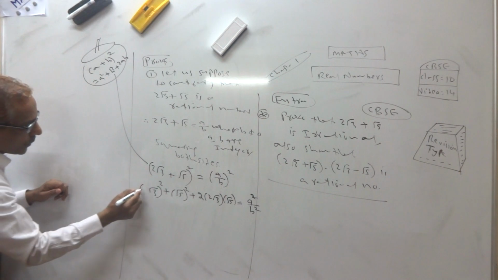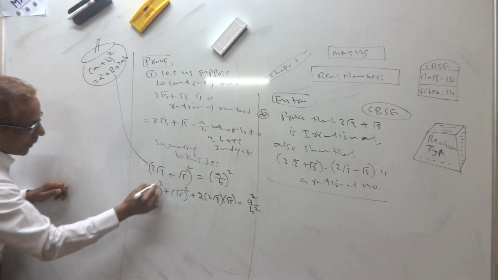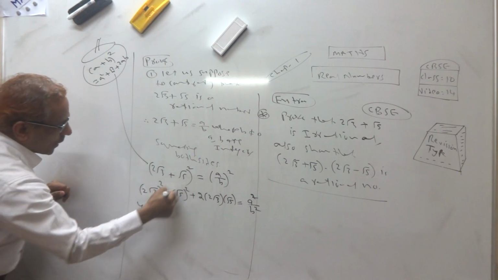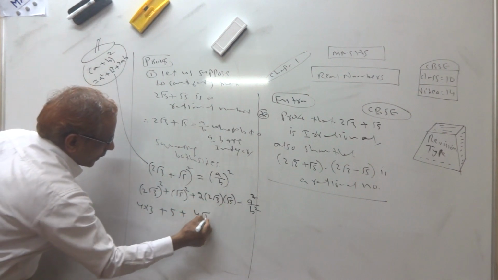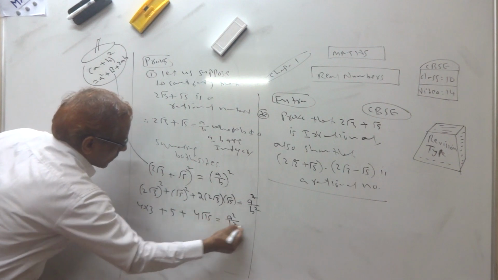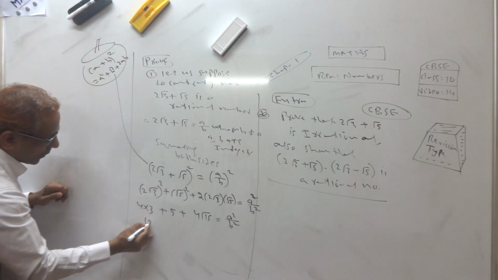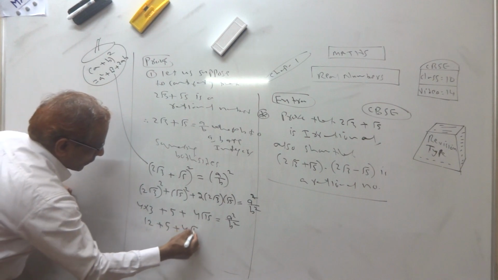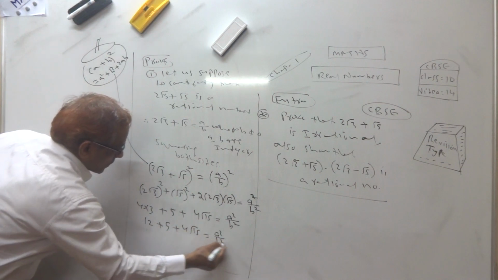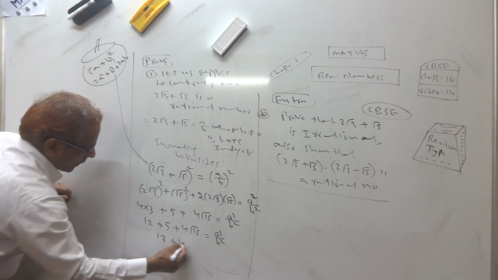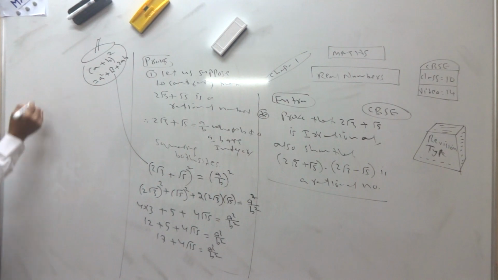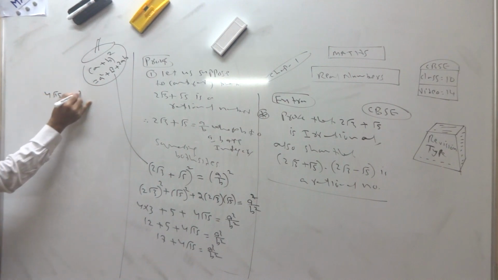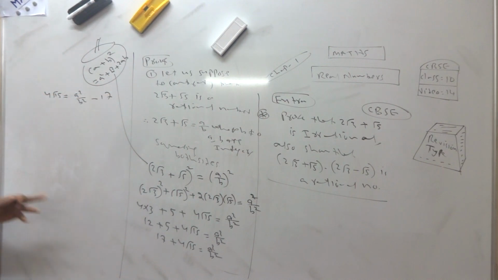So what is 2 squared? 4, and square root 3 times square root 5, 2 twos are 4, 5 threes are 15, is equal to a squared by b squared. 12 plus 5 plus 4 root 15 is a squared by b squared. So it is 12 plus 5, 17, plus 4 root 15 is equal to a squared by b squared. Then 4 root 15 is equal to a squared by b squared minus 17. This 17 shifts there, minus 17.